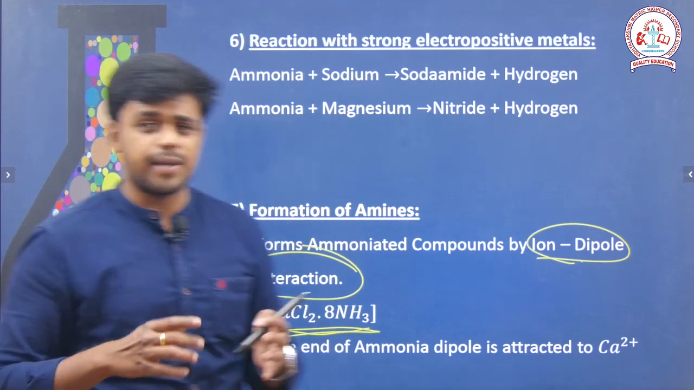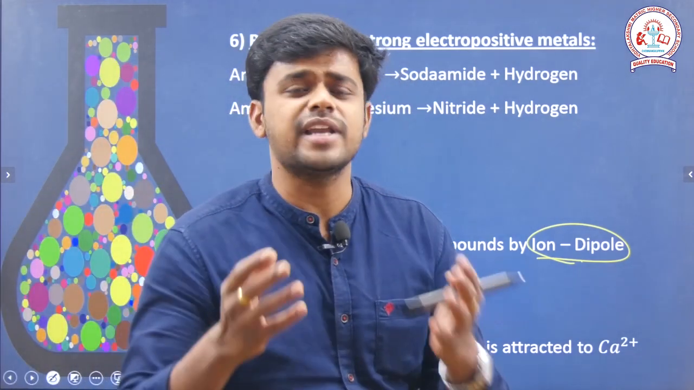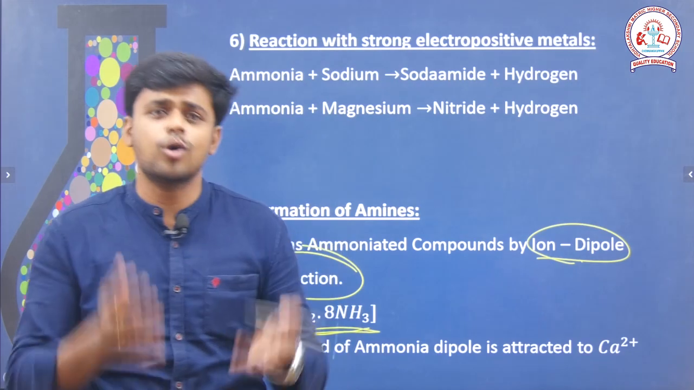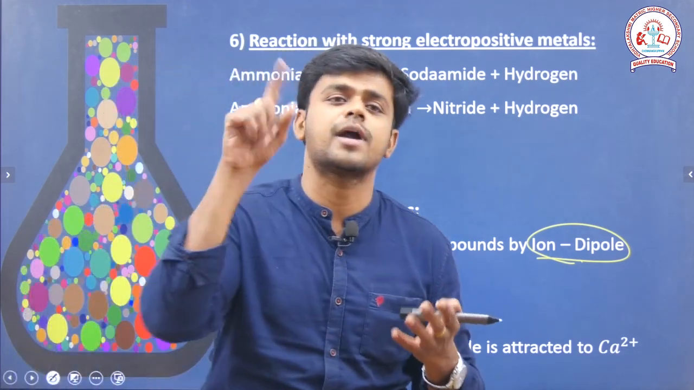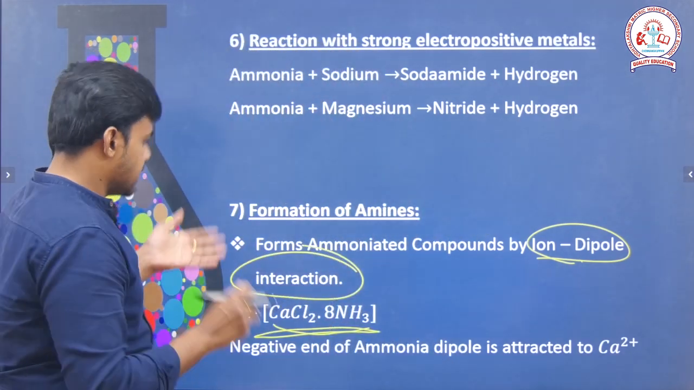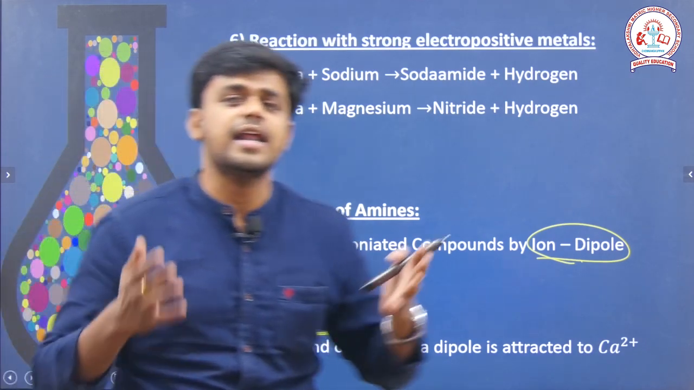Negative end of the ammonia dipole is attracted to the calcium ion, which means negative end of the ammonia dipole in the sense is the lone pair of electrons which is present on the head of an ammonia. அதுதான் இங்க மீன் பண்றது. Right? So that's what regarding this formation of amines.